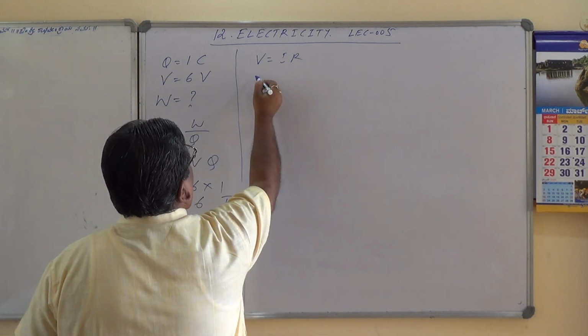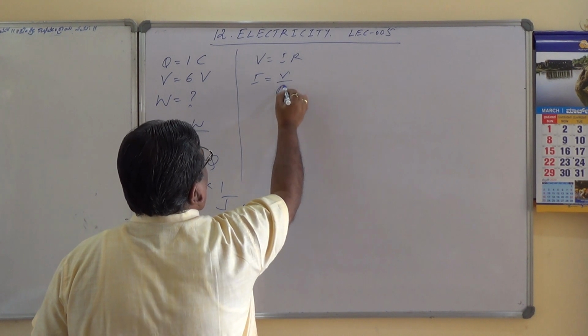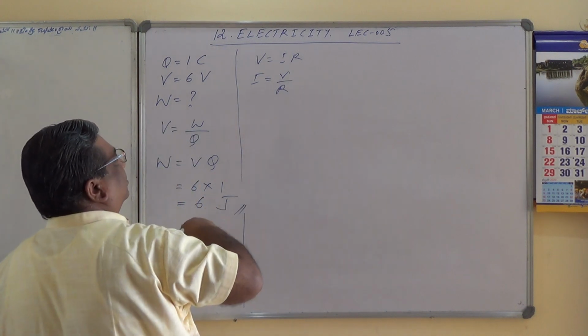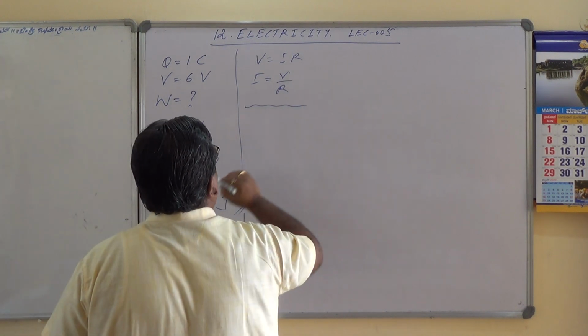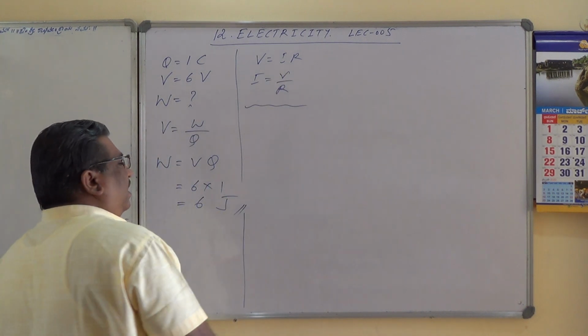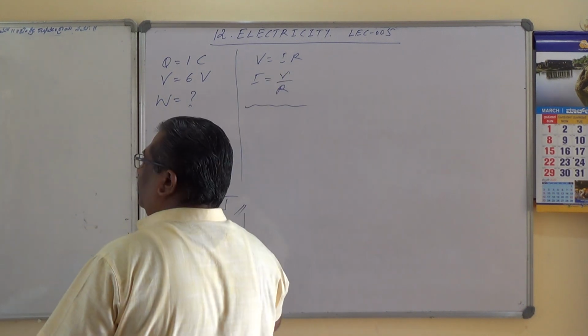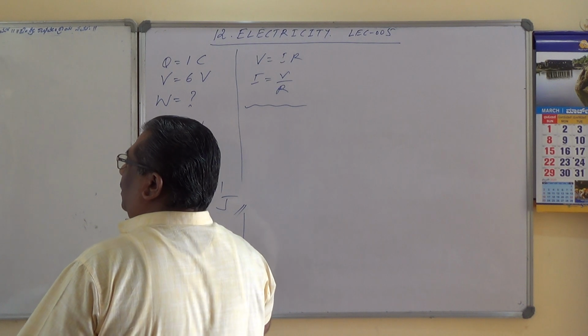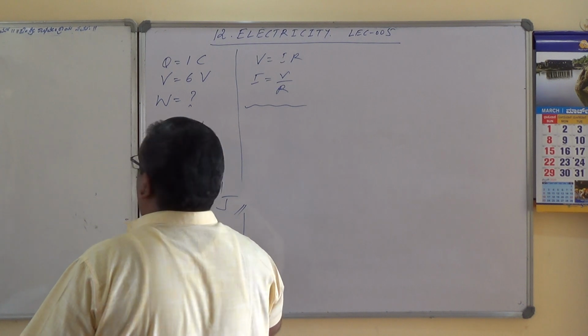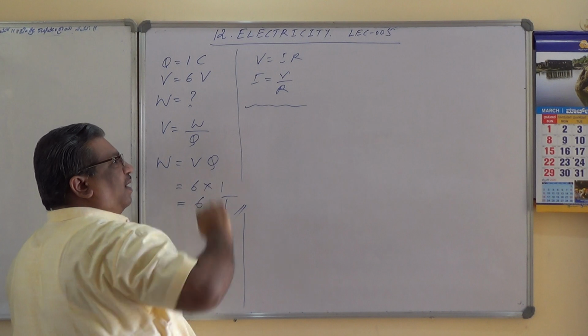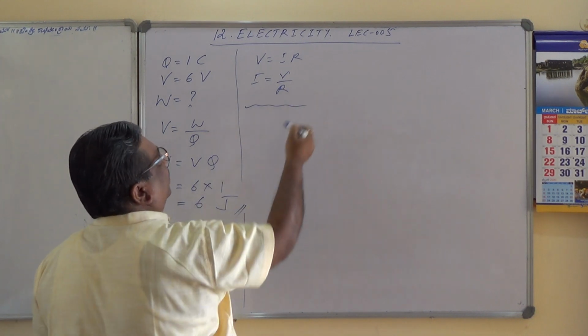Now, I can say here I is equal to V by R. R is a constant. The question asked here is, if the potential difference is reduced to half, what is the current? Let us see here. If the potential difference is reduced to half, what happens? V becomes V by 2.